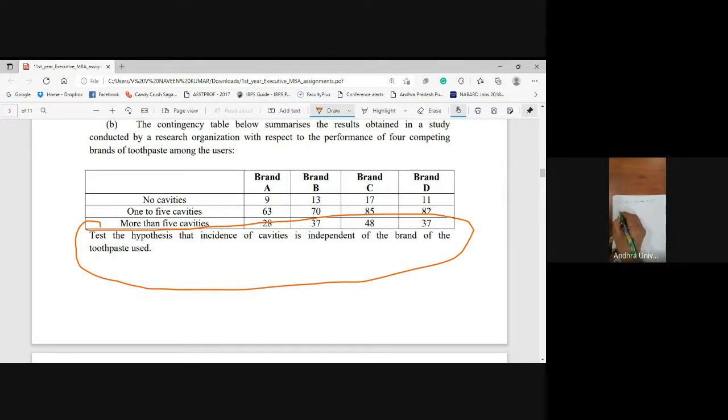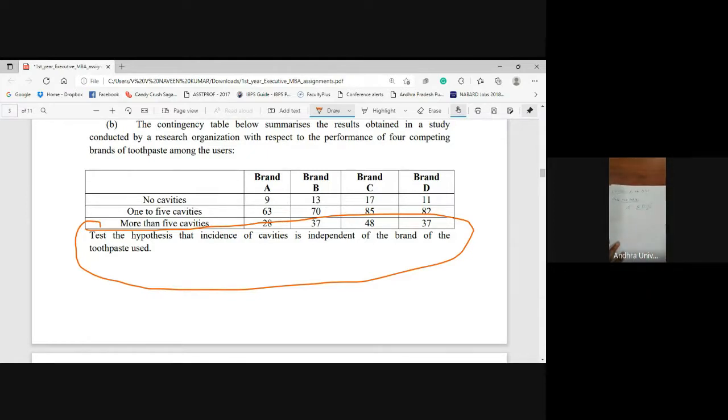Now step 4, we call it test statistic and calculation part. Here in the test statistic we need to use the chi-square formula. Chi-square is the symbol for chi-square test. In the previous example we have written Z. Chi-square is summation of (O minus E) whole square by E. The summation symbol is for the entire formula.